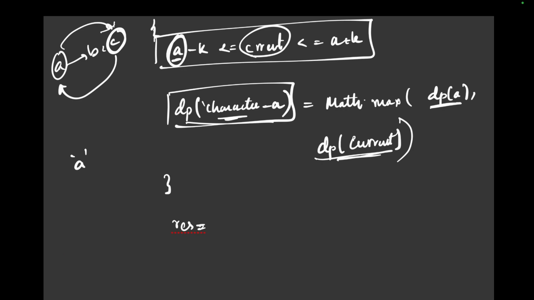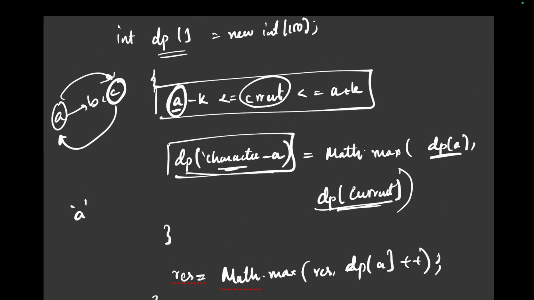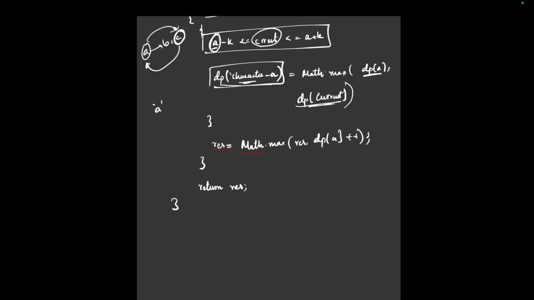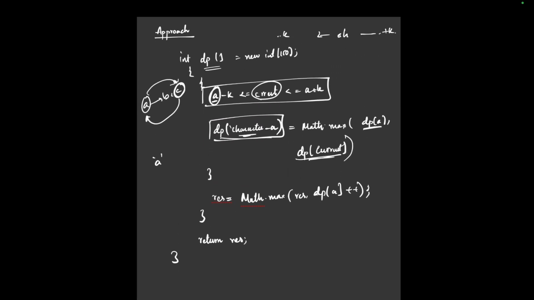1, right? So I'll also take the max. I'll take my initial result and increment the character, which is a plus, right? And this is the main driver logic, and at the end will return our result, right? So this is the approach.